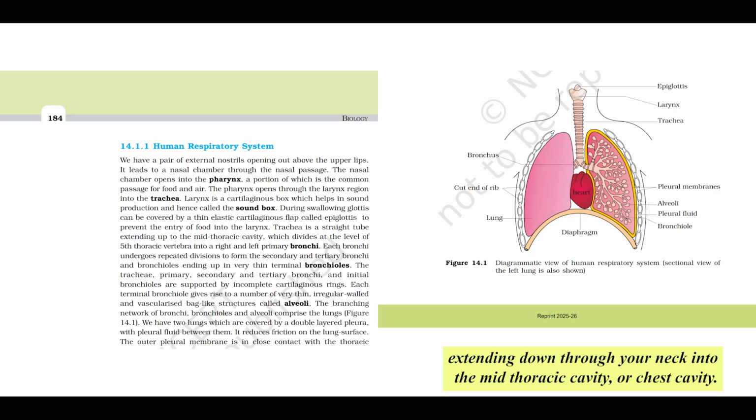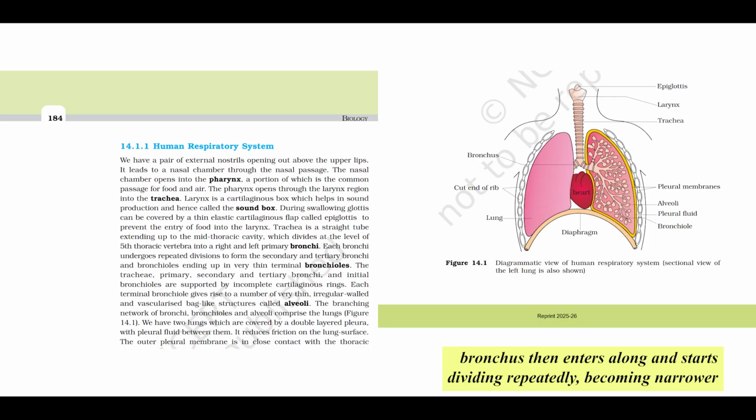It's a straight tube extending down through your neck into the mid-thoracic cavity, or chest cavity. The trachea doesn't stay as one tube, it branches, specifically at the level of the fifth thoracic vertebra. That's an important anatomical landmark. Here it divides into a right and a left primary bronchus.